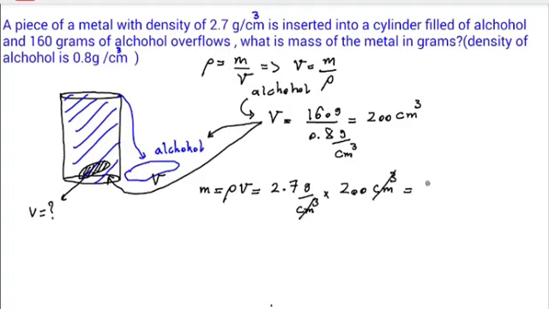And the final answer is 540 grams. So the mass of the object inside the graduated cylinder is 540 grams.